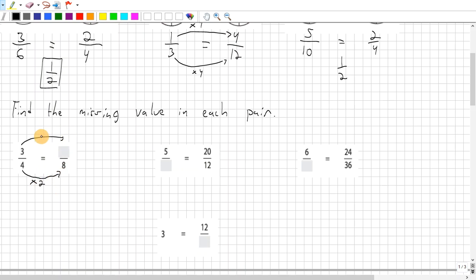So like we saw above, I have to also multiply the top by 2 to get 6. So 3/4 is the same as 6 out of 8.